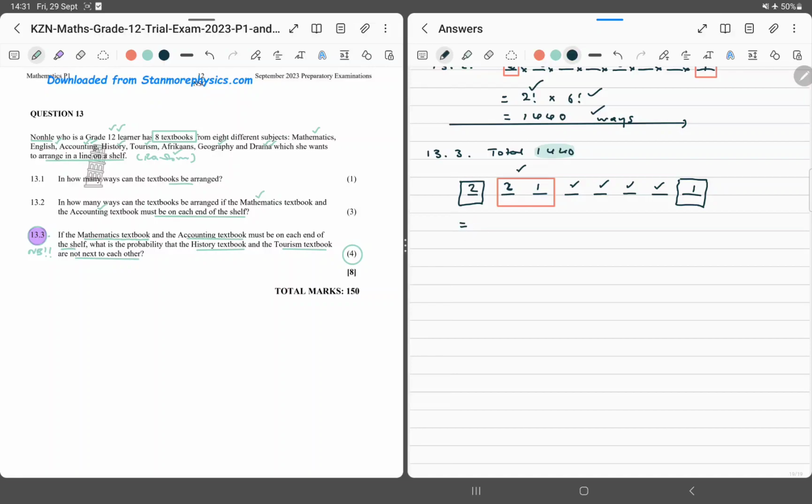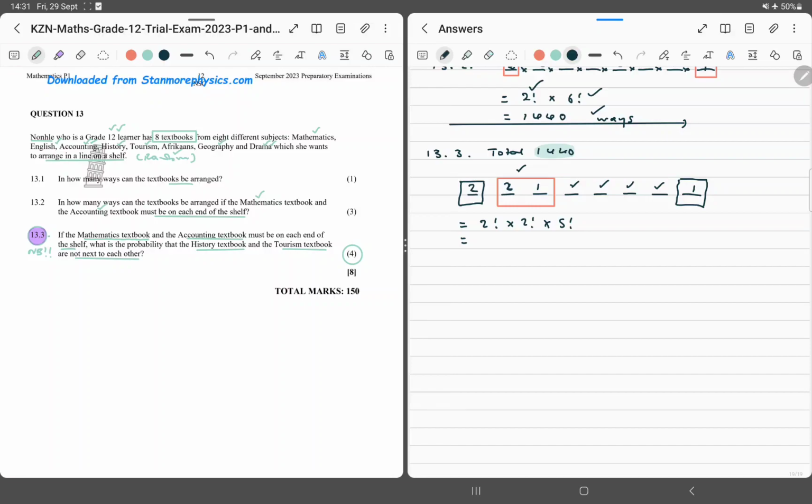We just want the number of ways because we've got the total. So the number of ways is going to be 2 factorial for this and that times 2 factorial for this one. Now it's going to be 1, 2, 3, 4, 5. This is times 5 factorial. So let's sort this one out. Okay, now let's be careful.